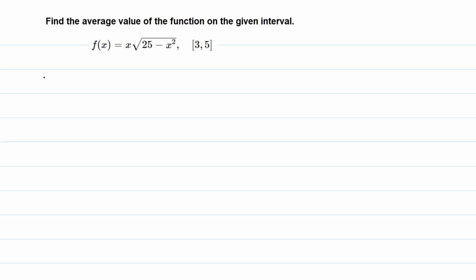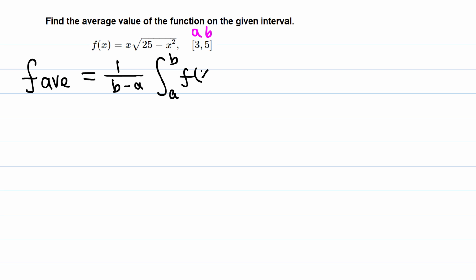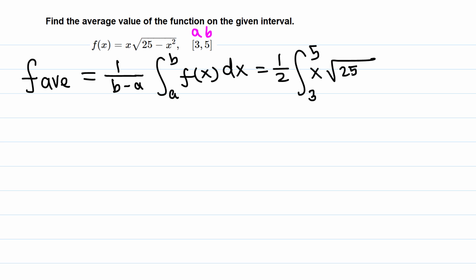So the formula for the average value of f is given by, if we think of this interval as a to b, 1 over the length of the interval times the integral from a to b of this function. That is 1 over 5 minus 3, which is 2, times the integral from 3 to 5 of x times the square root of 25 minus x squared dx.